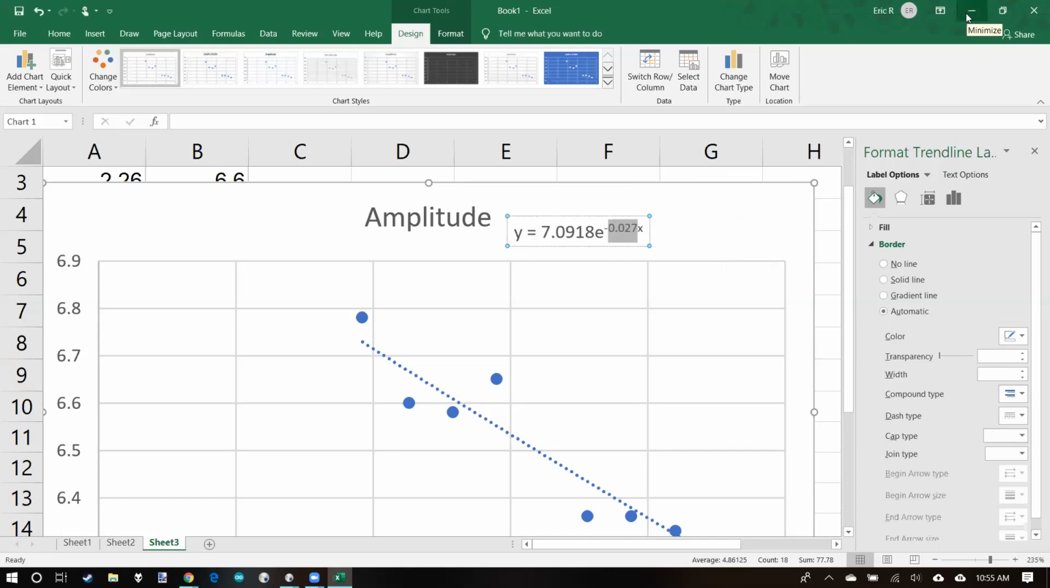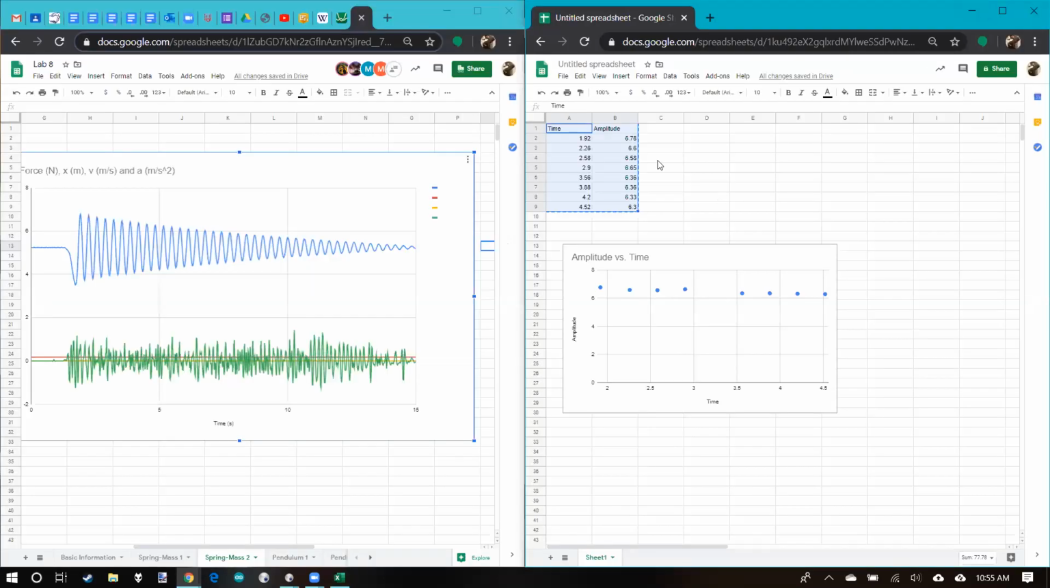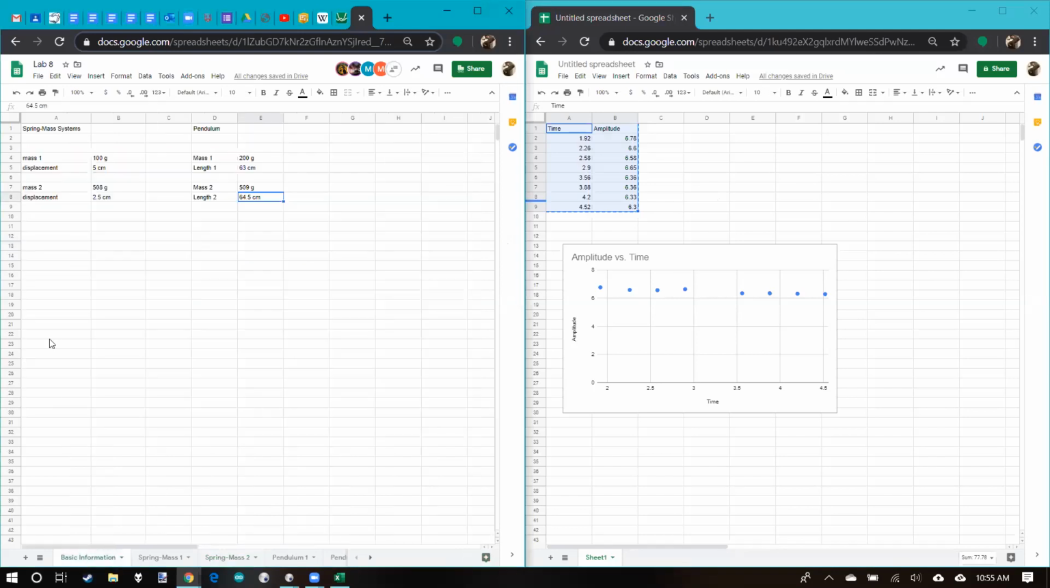So this constant was for spring mass set number 2. So let's go ahead and use the basic information for spring mass set number 2 in order to predict what the period should have been. So how do we do that? What's the equation?